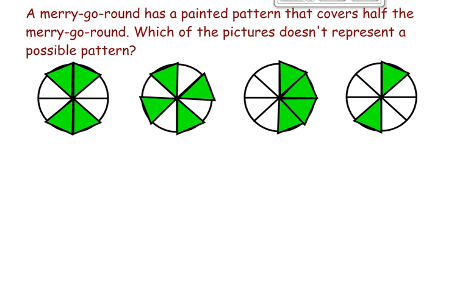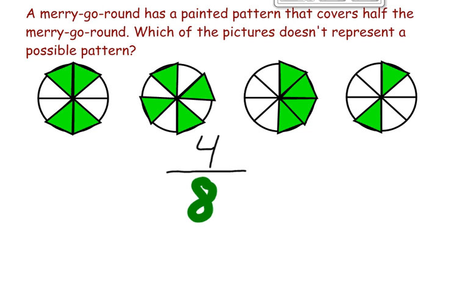Let's look at a word problem that uses this principle. It says a merry-go-round has a pointed pattern that covers half the merry-go-round. Which of the pictures doesn't represent a possible pattern? So we have a merry-go-round. As we look at the circles, we see that it's divided into 8 sections. So understanding that it's 8 sections, now we need to know that half of 8 would be 4. And so we're looking for 4 out of the 8 sections to be one color, and of course the other 4 are going to be the opposite color.